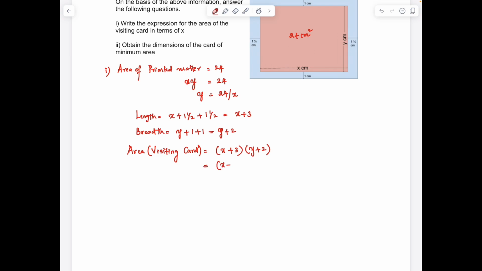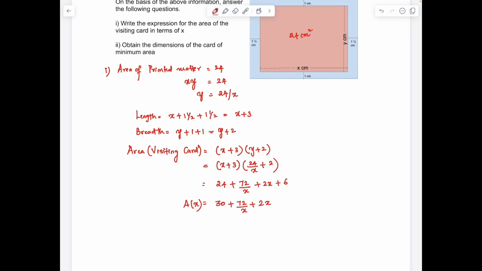Instead of y, let us substitute in terms of x, that is 24 by x plus 2. On multiplying, we get 24 plus 72 by x plus 2x plus 6. That is 30 plus 72 by x plus 2x. So this is the expression for the area of the visiting card in terms of x.